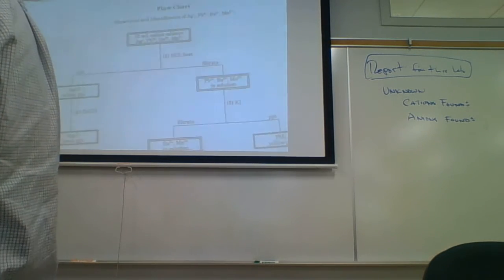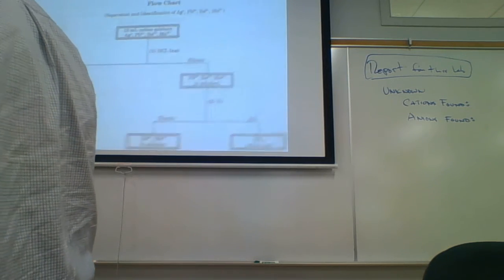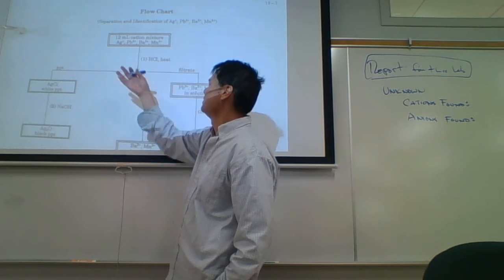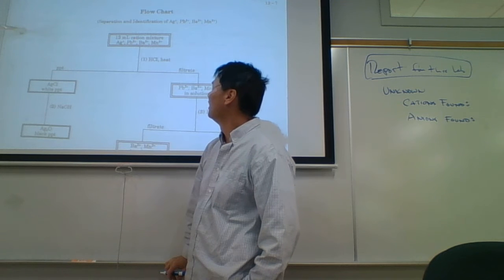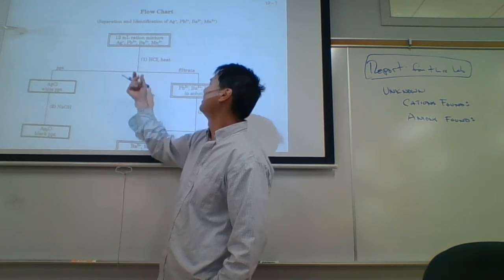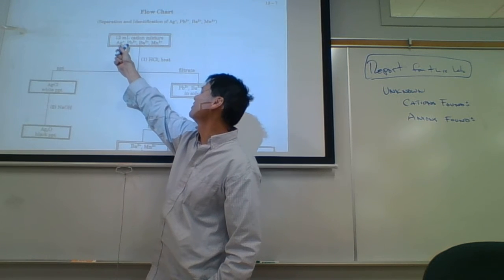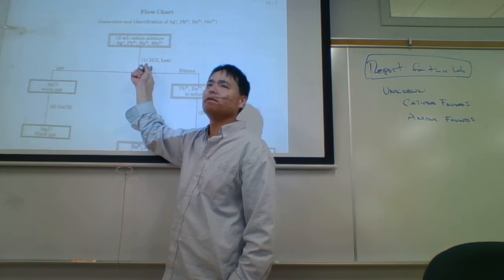Your unknown is not likely to have all these. You know, it's going to be some number of them. So you're going to have different scenarios that happen. For example, one scenario might be that there's no silver and there's no lead. If there's no silver and no lead, what's going to happen with the HCl?